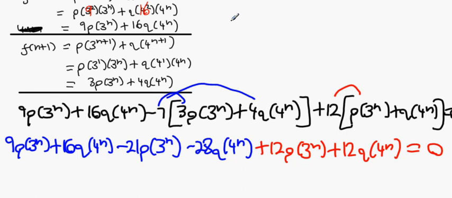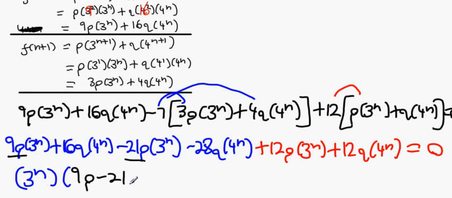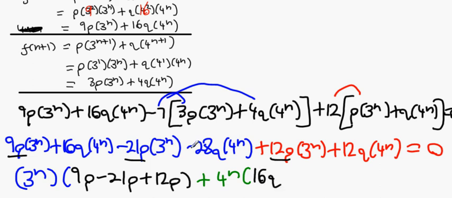Next thing I need you to do, factorize out the 3 to the power of n, multiply by, now what comes in front of the 3 to the power of n? There's your 9p, there's your minus 21p, and then there's your 12p, and then in front of the 4 to the n, what comes in with the 4 to the n's? Well, they're going to have 16q minus 28q plus 12q all equals 0.